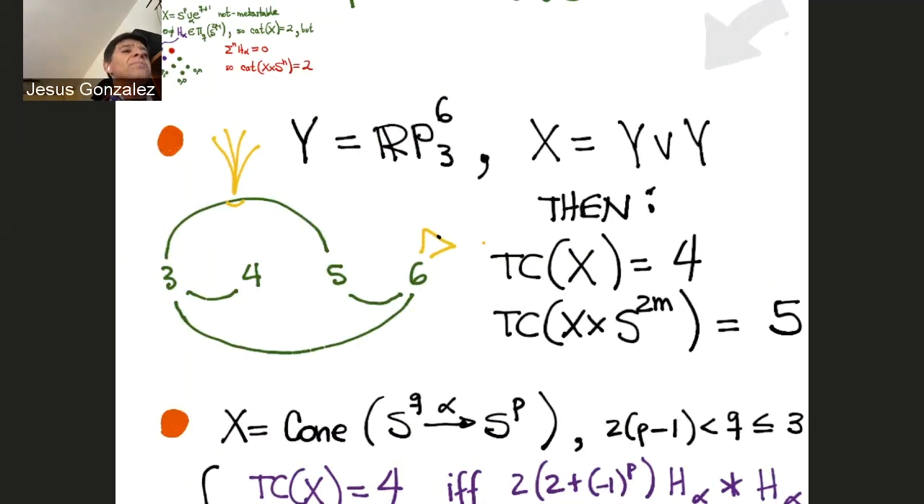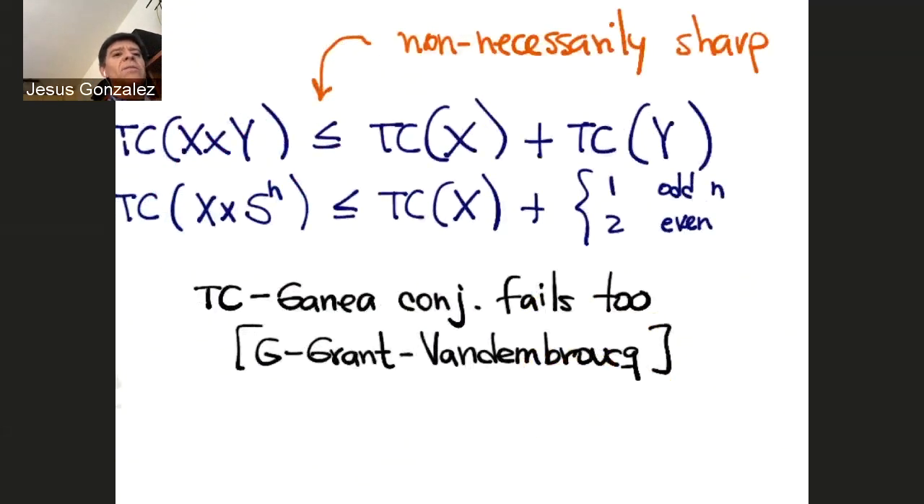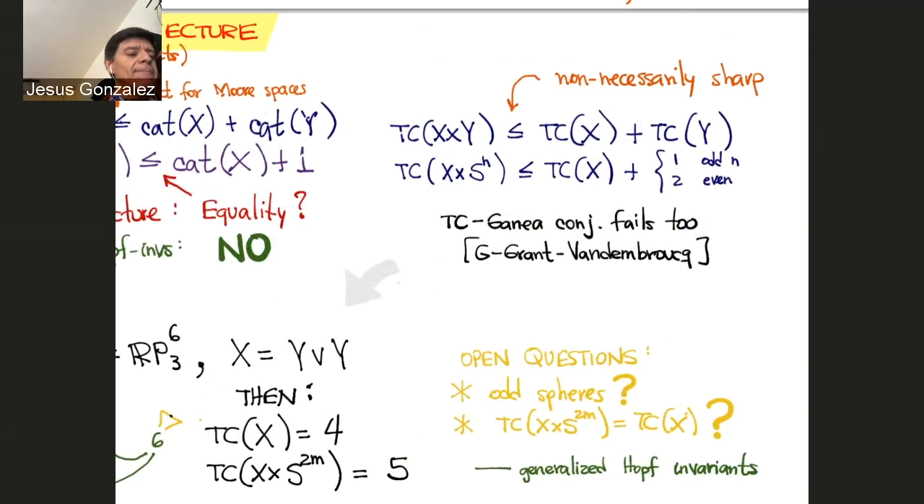Take a real projective space in dimensions from 3 to 6, and then if you take the wedge sum of this space with itself, then it turns out the topological complexity of X is 4. But if you cross it with an even dimensional sphere, it only goes up by 1, whereas recall that the topological complexity of an even sphere would be 2.